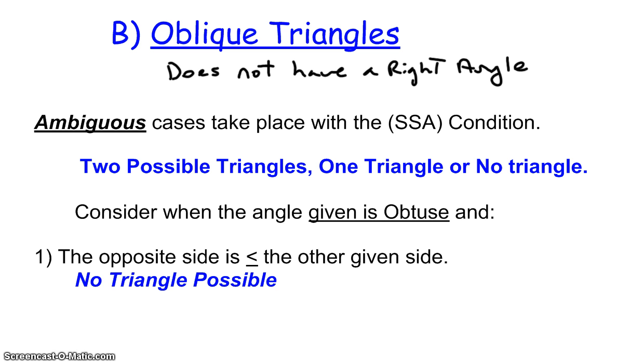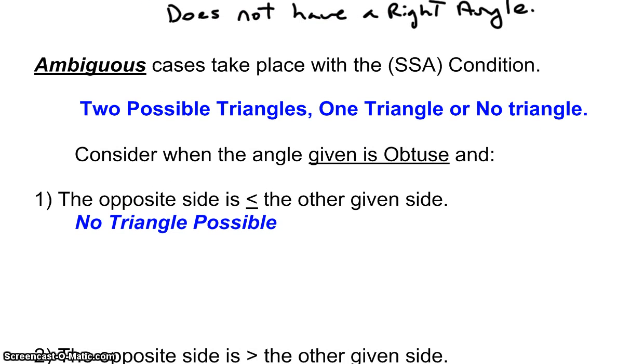If it did, we would just jump back to right triangle trig. Now, an ambiguous case, or the ambiguous cases, take place with the side-side angle condition. So this is the side-side angle. You remember that is when we're going to use the law of sines. And we'll get used to that, and we'll practice that quite a bit, so don't panic at this time.